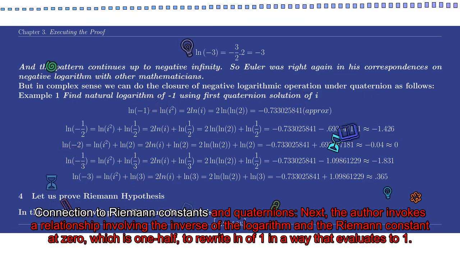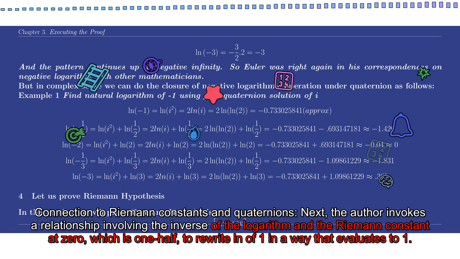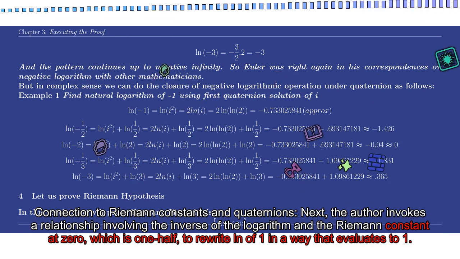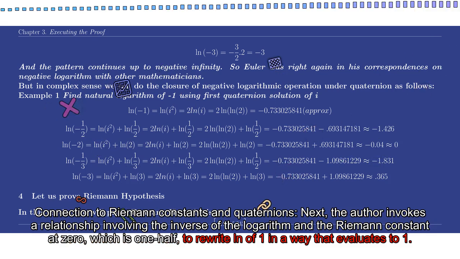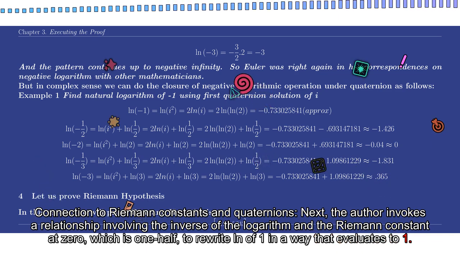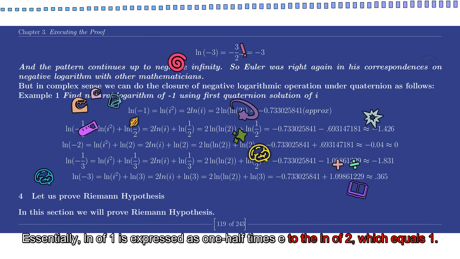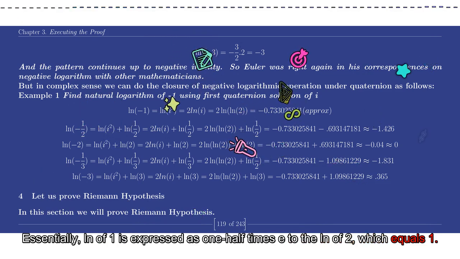Connection to Riemann constants and quaternions. Next, the author invokes a relationship involving the inverse of the logarithm and the Riemann constant at 0, which is 1/2, to rewrite ln of 1 in a way that evaluates to 1. Essentially, ln of 1 is expressed as 1/2 times e to the ln of 2, which equals 1.